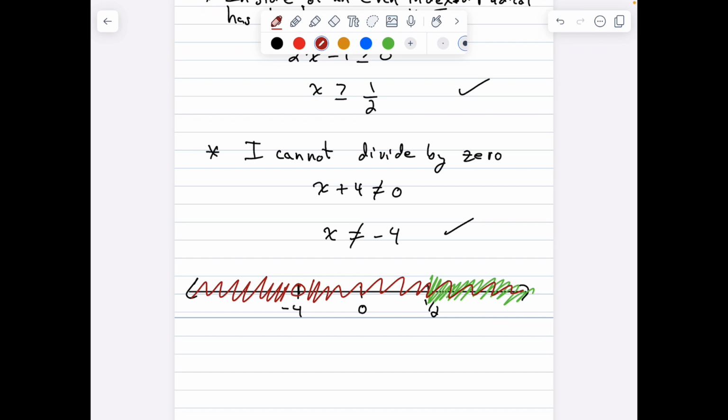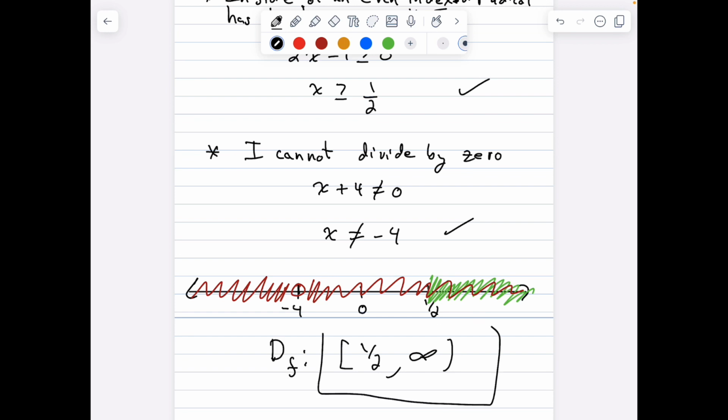So what's my final answer? Well, my final answer is what they have in common, and what they have in common is everything greater than or equal to 1/2. So my domain here is going to be 1/2 to infinity. I include 1/2 with a bracket, then comma, infinity with a parenthesis around it, and that would be the domain of my function f.